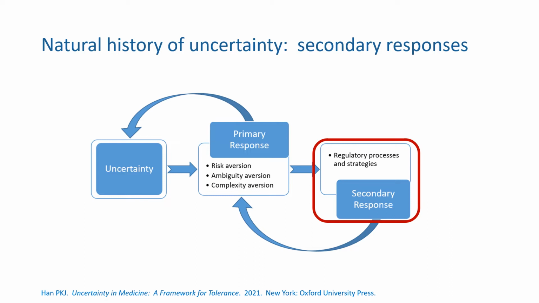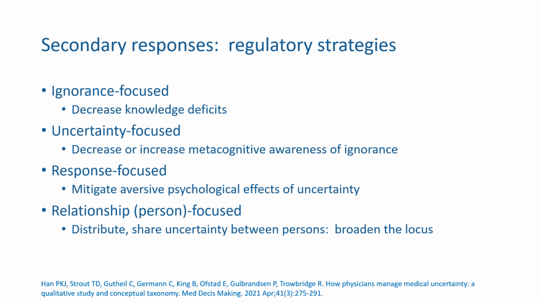I'll now turn to secondary responses to uncertainty. And these responses, again, consist of compensatory regulatory processes and strategies that people use to cope with their primary reactions to uncertainty. These regulatory strategies can be subdivided into four main categories. Ignorance-focused strategies aim to decrease knowledge deficits that are the cause of ignorance. Uncertainty-focused strategies aim to decrease or increase one's metacognitive awareness of ignorance, that is, one's uncertainty. Response-focused strategies aim to mitigate the aversive psychological effects of uncertainty.